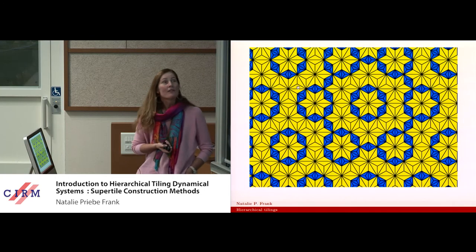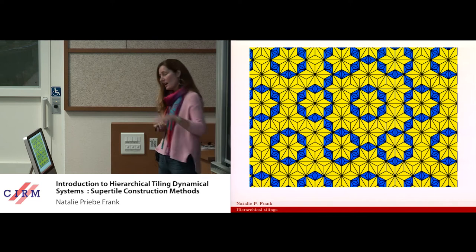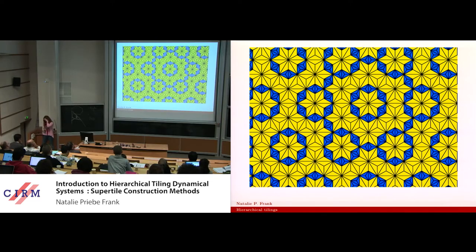Okay, so that's self-similar tilings. So you have a linear map. You blow up the tiles, and they land perfectly on top of patches. Are there any questions before I move to pseudo-self-similar tilings?